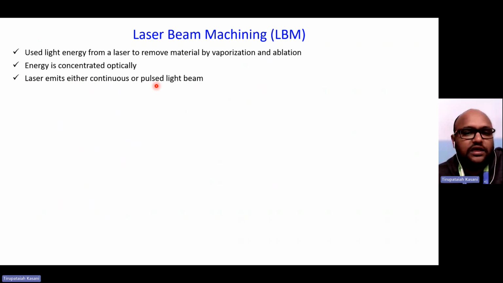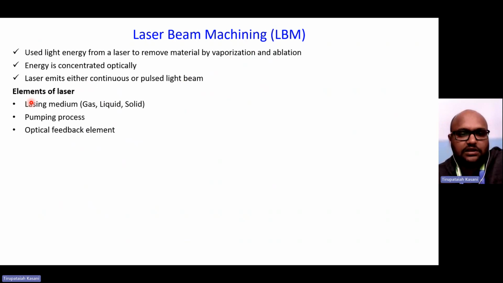That is the reason why, if it is a pulsed one, there should be an intermittent gap between the supply of the laser beam to the machining zone. If it is continuous, then it is a continuous supply. The pulsed beam will be preferred for the machining process and the continuous will be preferred for the welding process. As I told, melting and vaporization is the material removal.